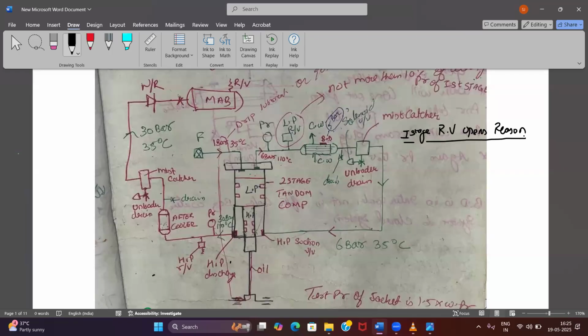Tell me, the second stage suction valve is not opening. First point: second stage suction valve not opened. Why? Sir, why is the second stage suction valve not opening? Now you said the second stage suction valve will not open. Why? Maybe it got stuck.